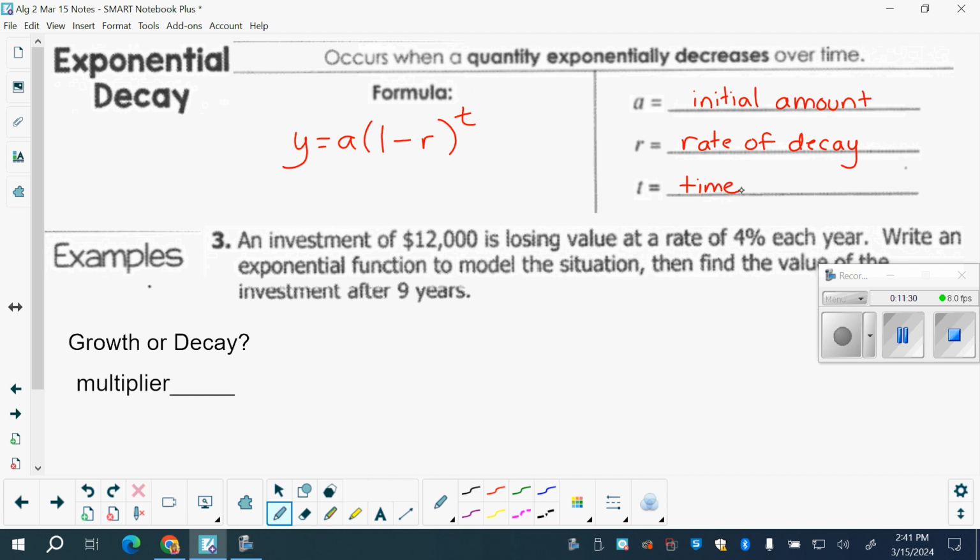So this problem here, an investment of 12,000 is losing value at a rate of 4% each year. Write an exponential function to model the situation. Then find the value of the investment after 9 years. Growth or decay? Decay, what's the word here? Losing. So we have y equals a times 1 minus r to the t. You will have to think about whether it's a plus or a minus. We decided it was decay because of the losing, and that's why it's a minus there. Does that make sense?